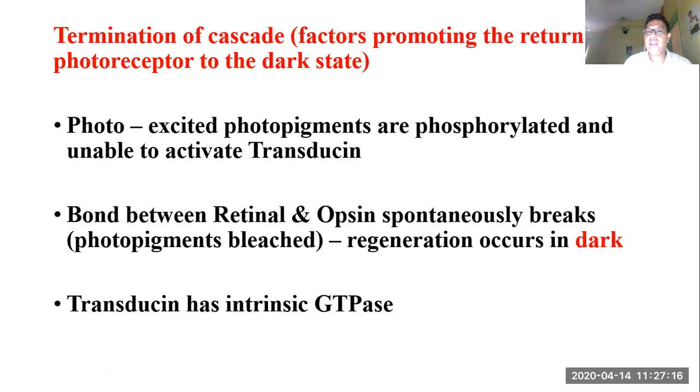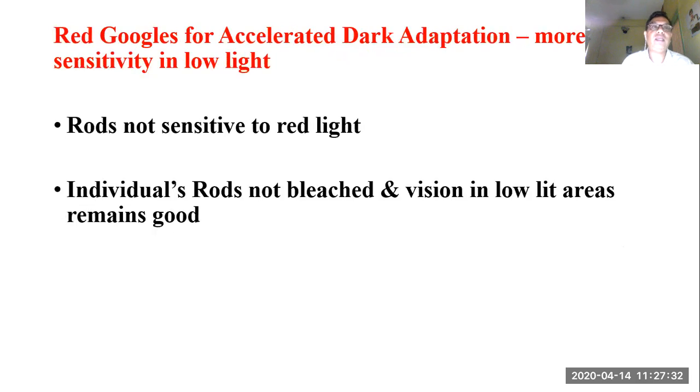And also moreover, transducin will have intrinsic GTPase properties. So the GTP which is attached to it is broken down, and it cannot stimulate the guanylate cyclase anymore. So the cascade is broken down, and the photoreceptor is again ready for another volley of light.